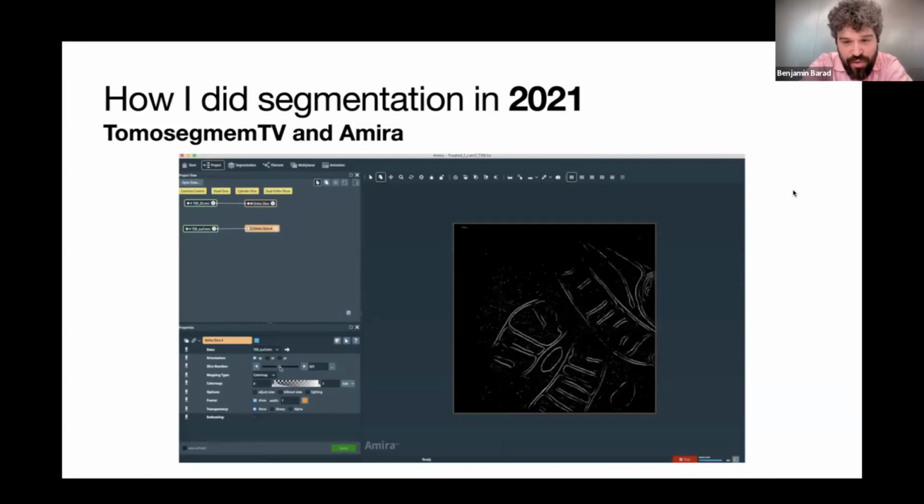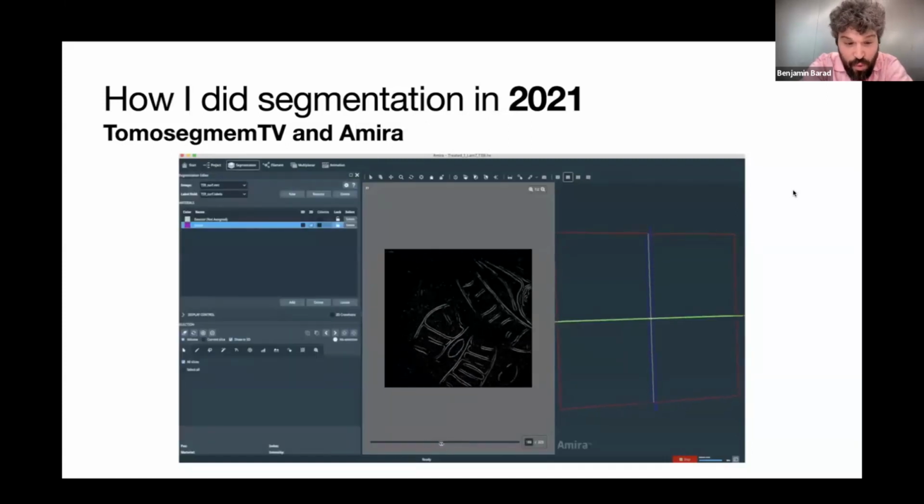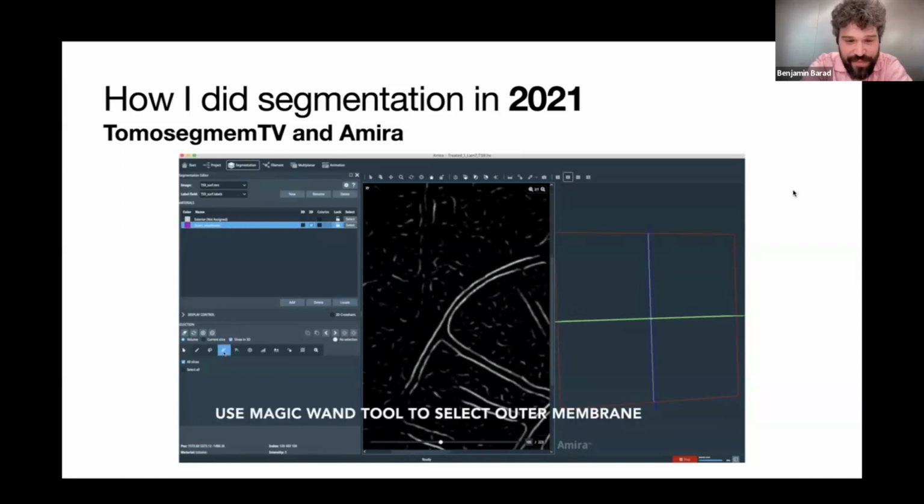I was hoping to go through the whole membrane seg pipeline. Unfortunately, my workstation that I was trying to do this on has been crashing for me consistently all morning. So I have it pre-computed and loaded into the structure. But this is TomoSegMemTV.